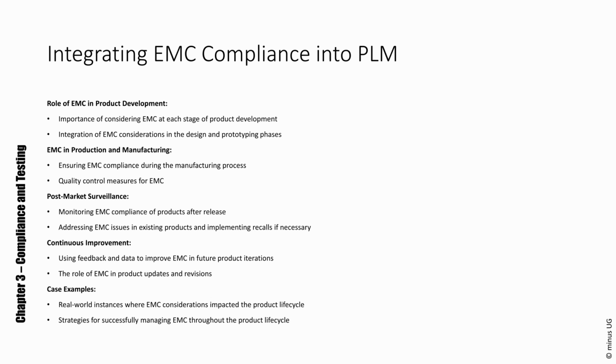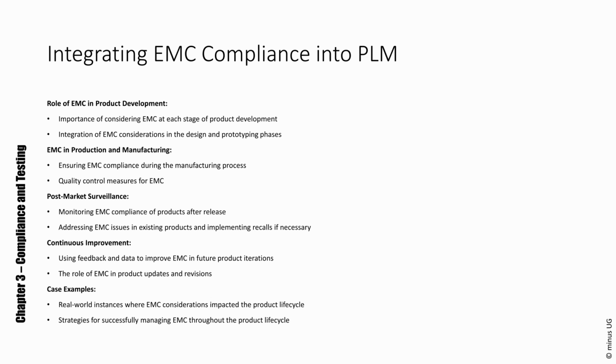EMC in production and manufacturing. Ensuring EMC compliance does not stop at the design phase. It must continue during production and manufacturing. This involves the implementation of quality control measures that ensure each unit produced meets EMC requirements. Changes in manufacturing processes or material suppliers can affect EMC, so continuous monitoring is necessary to maintain compliance.